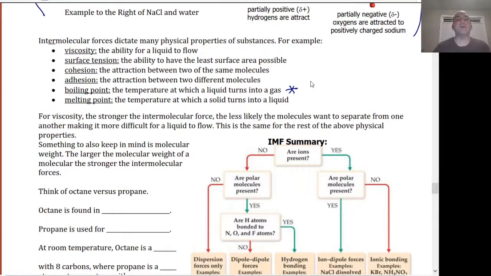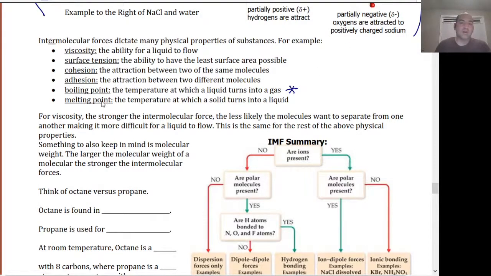And so you have to break the intermolecular forces to do that. So the energy that it takes to do that is proportional to the strength of those intermolecular forces. And so boiling point makes a really nice kind of shorthand for intermolecular forces, because you can always look it up, or you can measure it, you can know the boiling points.